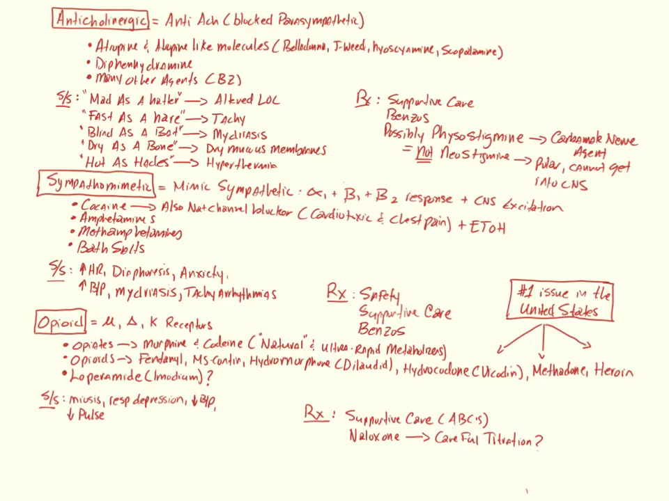So how do we treat them? Just guess. Supportive care, and benzodiazepines. Benzos play a critical role in a lot of our toxicology. Absolutely. I think I've mentioned this before, but cocaine also has some other properties. It's cardiotoxic and neurotoxic due to the fact that it's a sodium channel blocker as well. And when you mix cocaine and ethanol, you can create a metabolite known as cocaethylene, which is highly cardiotoxic.